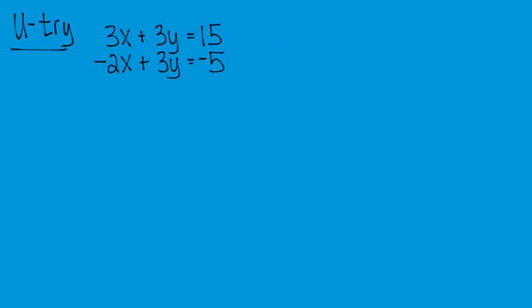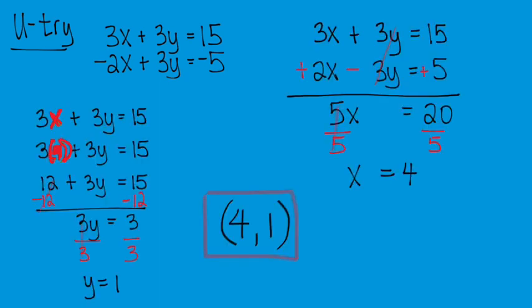You try. Try this one, pause the video, and check your work. Let's see how you did. Is this what you got? Did you eliminate the 3y by multiplying the second equation right here by a negative, and get x is 4, and then plug it back in and get 4, 1?